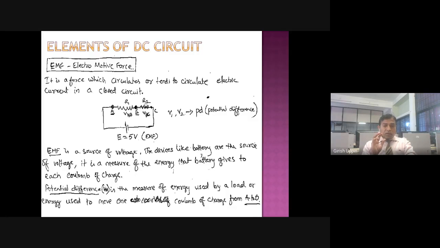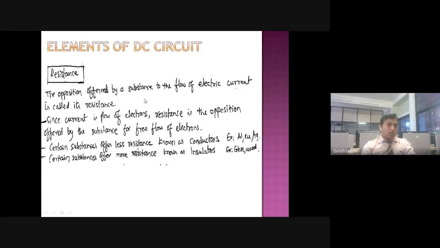The property of the material by virtue of which it opposes the flow of current is called resistance. So the opposition offered by a substance to the flow of electric current is called the resistance of a material. Every material has a different level of resistance.